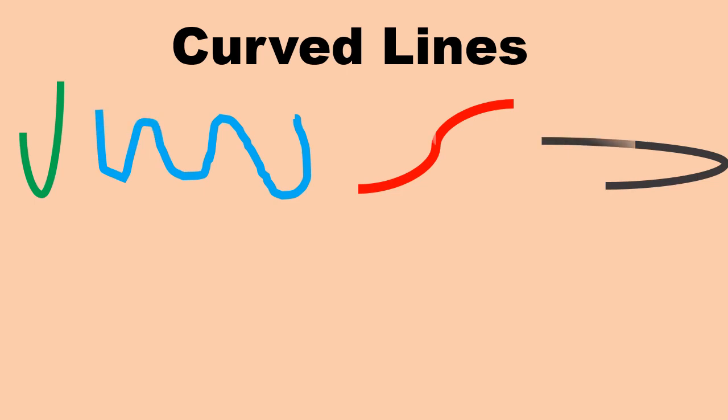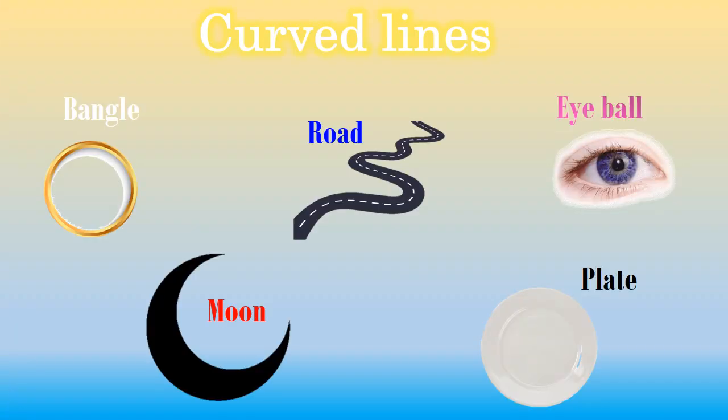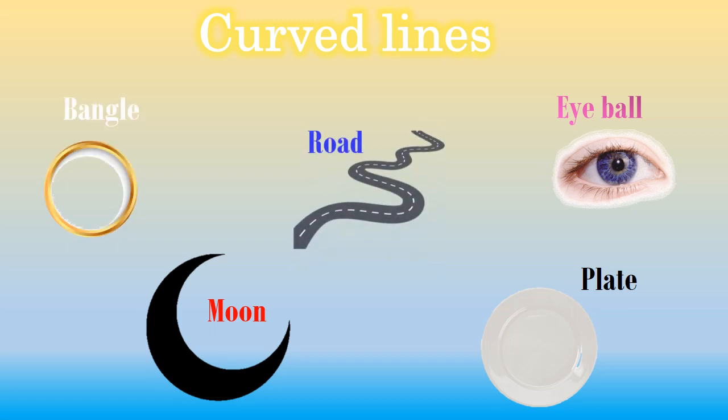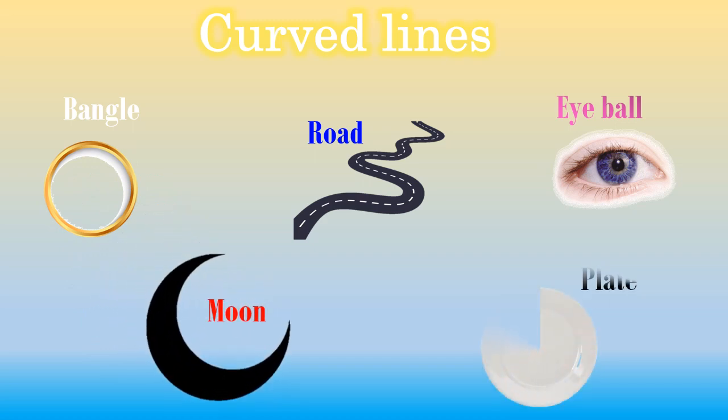Children, now look at these lines. These are curved lines. We use curved lines to draw shapes like a circle and an oval. Okay, children? Look at these pictures, children. Bangle, road, eyeball, moon, and plate. All these are examples of curved lines.